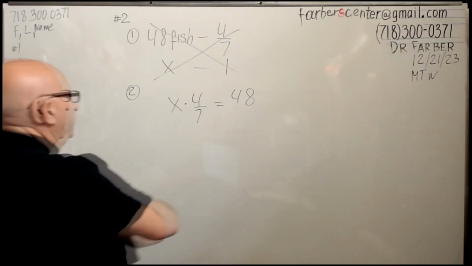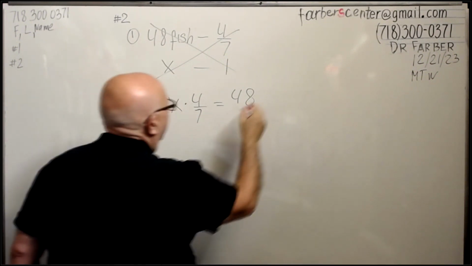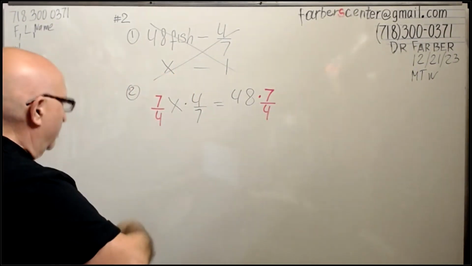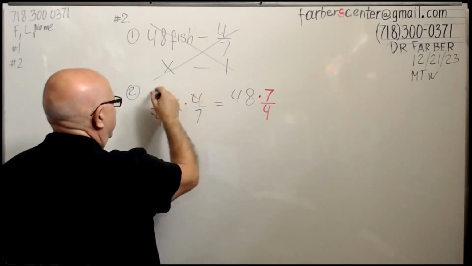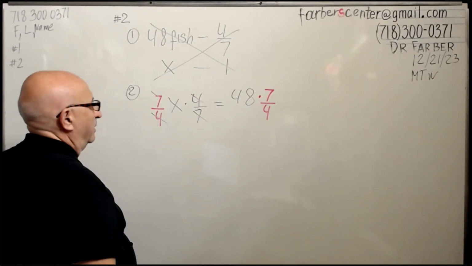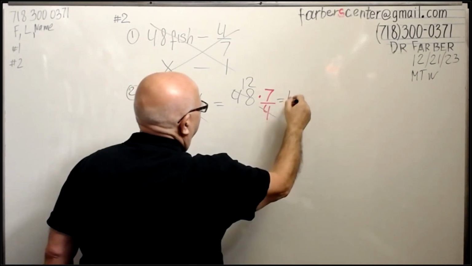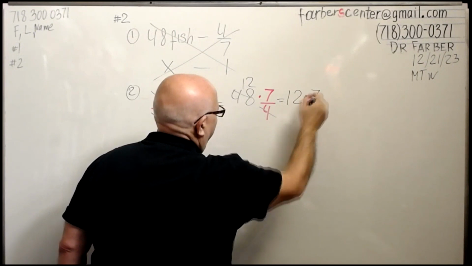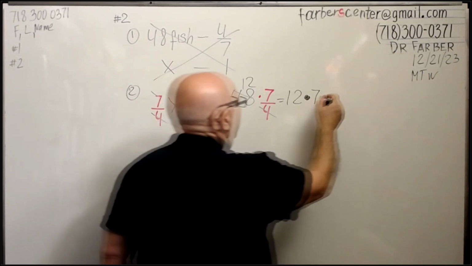Next step, multiply reciprocally, upside down. Now, 4, 4, 7, 7 cancel, beautiful. We don't have any coefficient here except for 1. 4 goes into 48 12 times. I have 12 times 7. Not necessarily do this multiplication. You can multiply, you can have it 84, up to you.